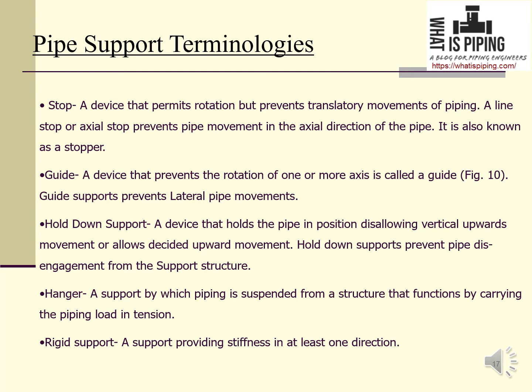Now hanger, a support from which piping is suspended from a structure that functions by carrying the pipe load in tension. Usually there are three types of hangers. One is called rigid hanger, other is called variable hanger, and third is called constant hanger. Variable hanger and constant hangers are also called spring supports or spring hangers. Now rigid support, a support providing stiffness in at least one direction.